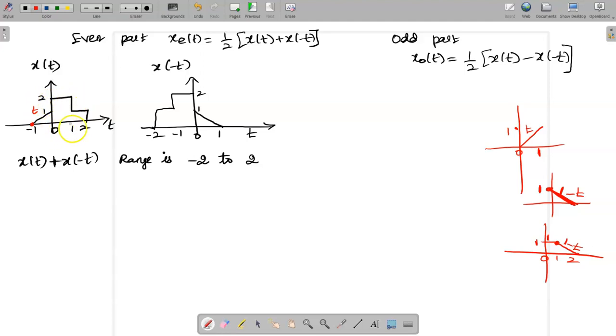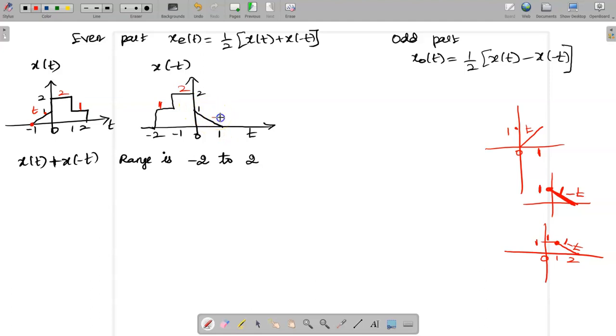Okay, and for 0 to 1 what is the amplitude? It is 2, right? If it is a constant line, just write the amplitude as it is, 2. For 1 to 2 what is the amplitude? It is 1. Okay, for minus 2 to minus 1 what is the amplitude? It is 1. For minus 1 to 0 the amplitude is 2. For 0 to 1, actually it is decreasing.